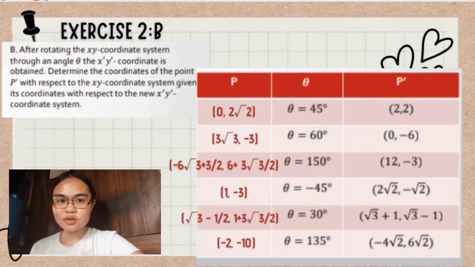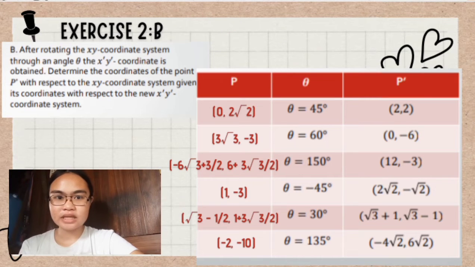So when it comes to our exercise 2B, the question is, after rotating the xy coordinate system through an angle theta, the x dash y dash coordinate is obtained. Determine the coordinates of the point P dash with respect to the xy coordinate system given its coordinates with respect to the new x dash y dash coordinate system. So in exercise 2B, the given is the theta and the p dash. So we are said to find the p.